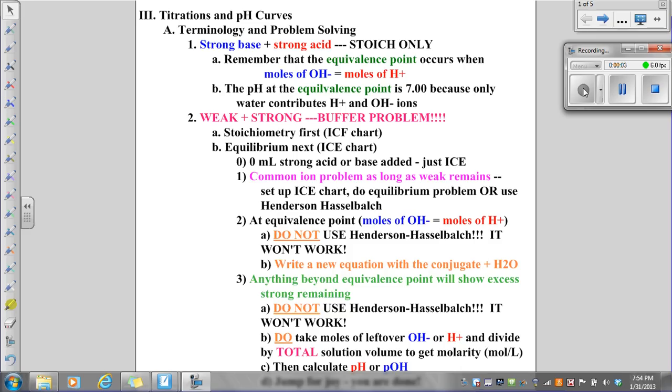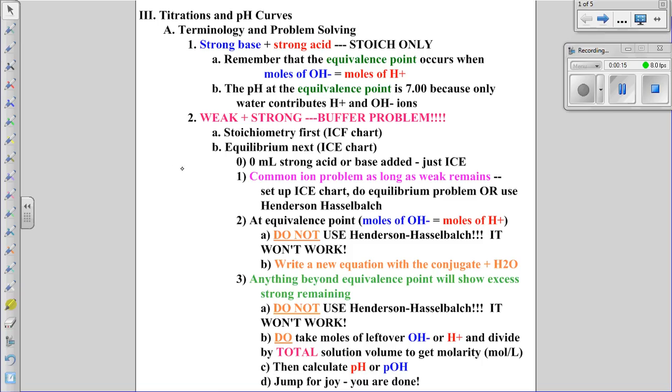This video is going to show you how to do calculations for a titration between a weak base and a strong acid. But first, I want to review something we went over with you in class. When you're doing titrations, the first thing you have to do is identify the strength of the acid and the base. So if it's strong base and strong acid, it's stoichiometry only. And that's not what we're going to be doing in these problems. We are going to be doing a weak base and a strong acid.